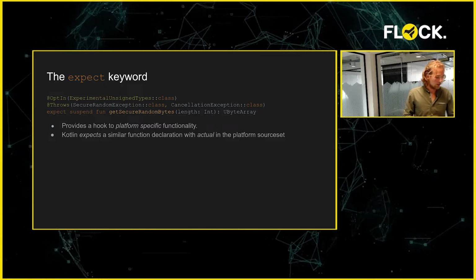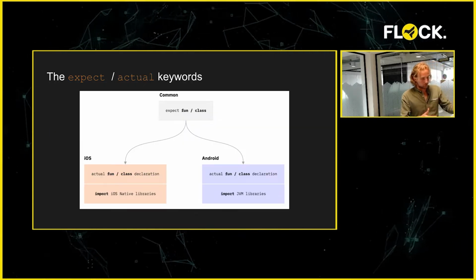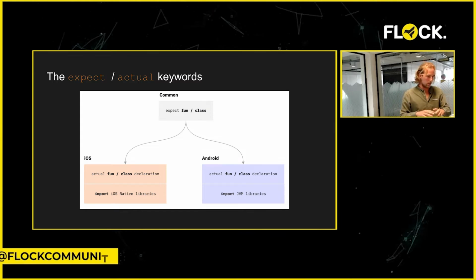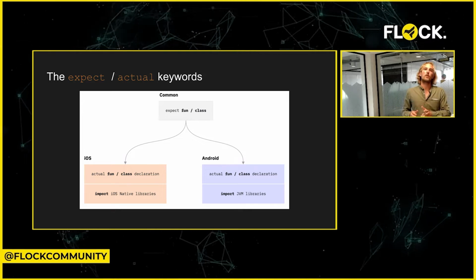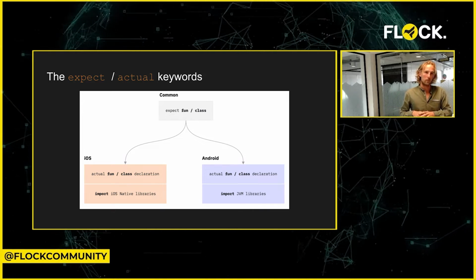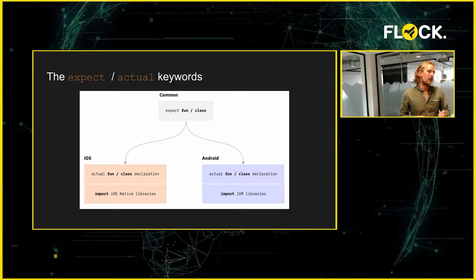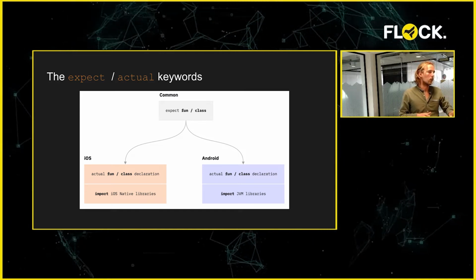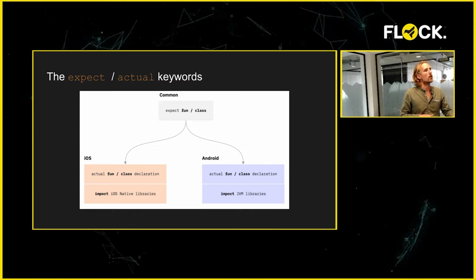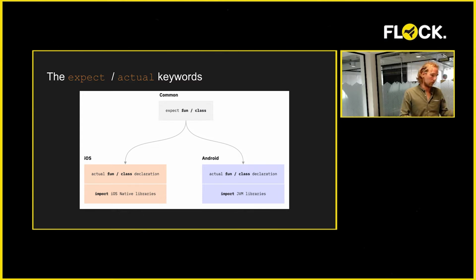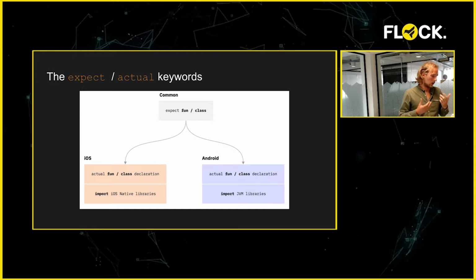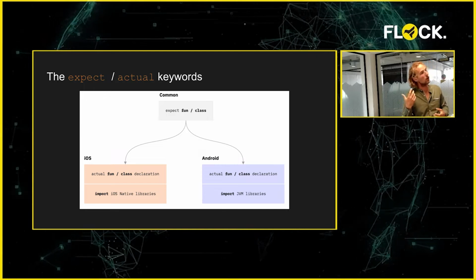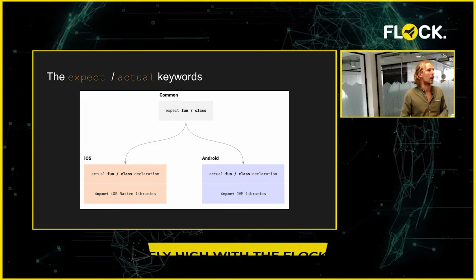Let's take a very simple example. Here's an overview of how this should work. In the common source set, and we're going to see that in a bit, I expect a certain function or a certain class to be present, but I can define its interface. Then in the implementation, in this case iOS or Android, I actually define what that function is, or I give the actual implementation of that function, both for Android and iOS. And of course the benefit is that in iOS I can use the native libraries supported by iOS, and in Android I can use the JVM libraries, because Android is JVM based.